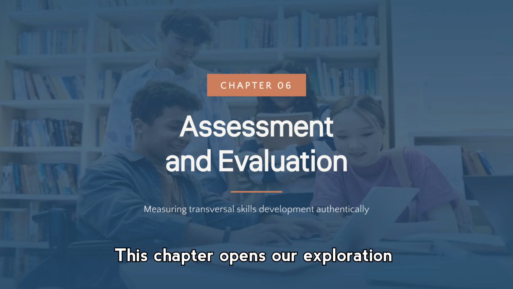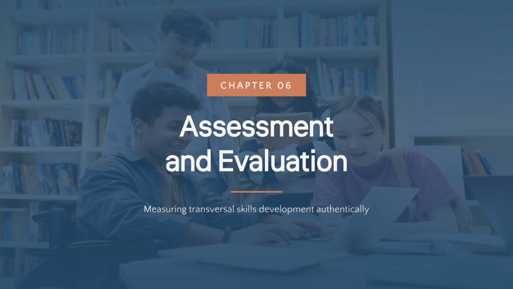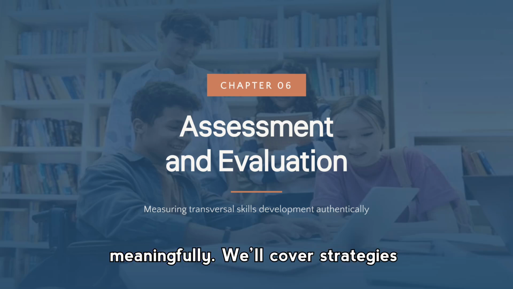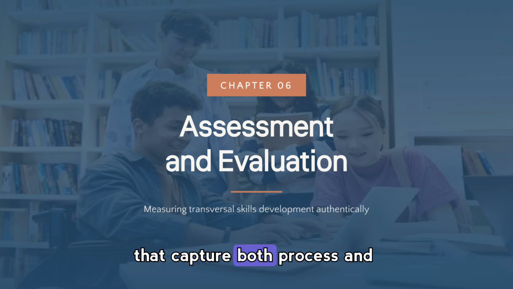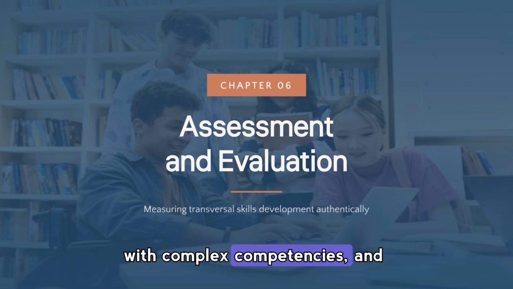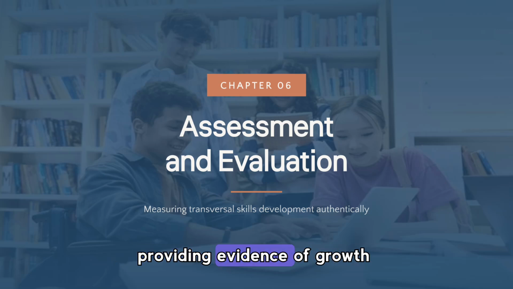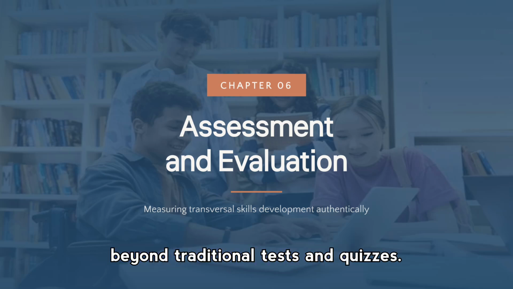This chapter opens our exploration of authentic assessment and evaluation, focusing on how to measure transversal skills meaningfully. We'll cover strategies that capture both process and product, ensure assessments align with complex competencies, and create rubrics and progression continua that guide instruction while providing evidence of growth beyond traditional tests and quizzes.